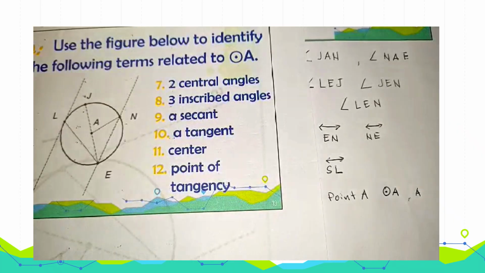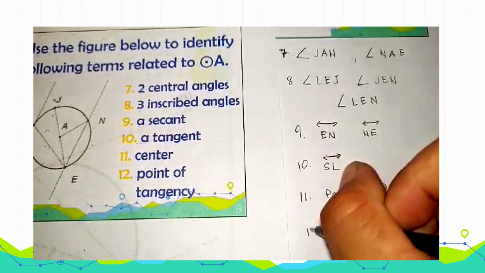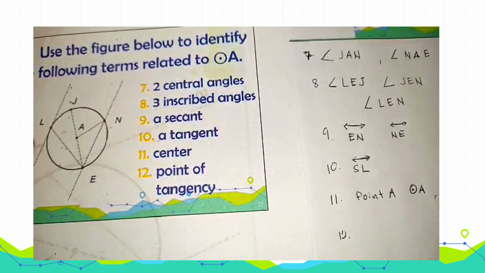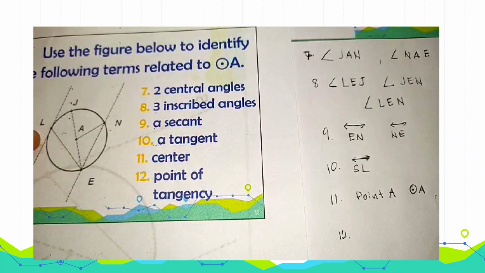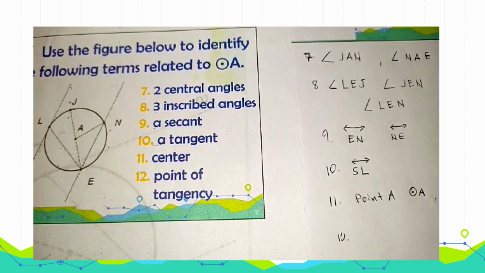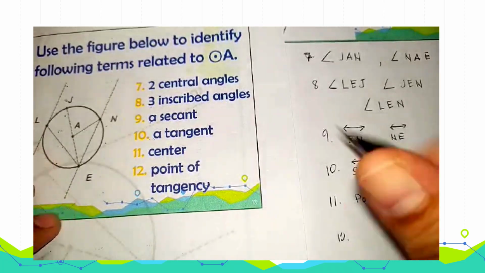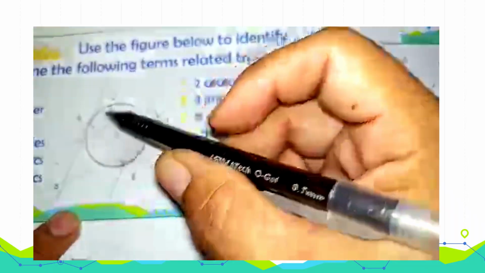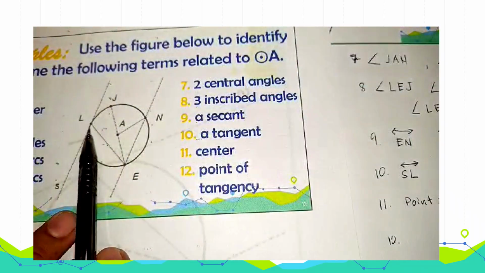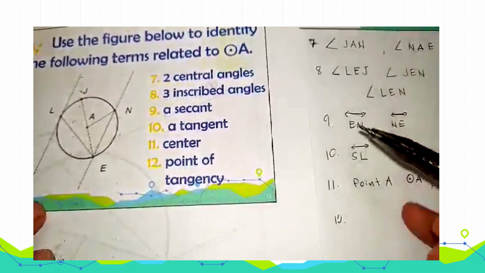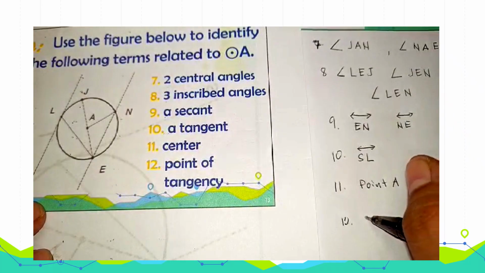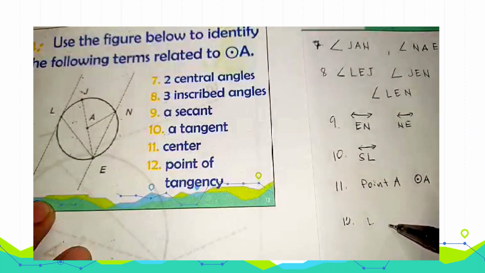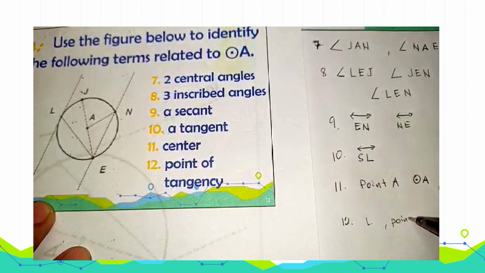Number 12, point of tangency. It means at what point the tangent line touches the circle. So the point of tangency, we will have this point. Since this is our tangent line that touches the circle at exactly 1 point, we write it as L. Number 12, the point of tangency is L. You can have the words point L.